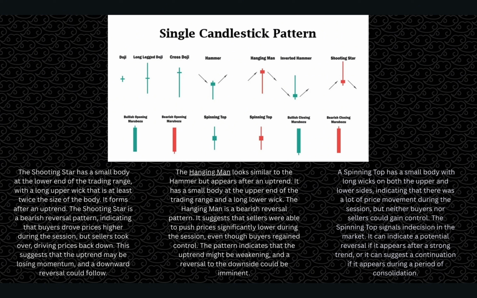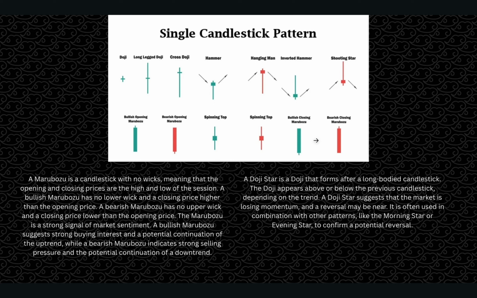Then we have the spinning top. A spinning top has a small body with long wicks on both the upper and lower side, indicating that there was a lot of price movement during the session, but neither buyers nor sellers could get control. So this is just the same, long wicks on both the top and bottom, signaling that neither buyers nor sellers are in control. So it's just an even battle. And then we have a doji star. Oh, I already taught the doji.